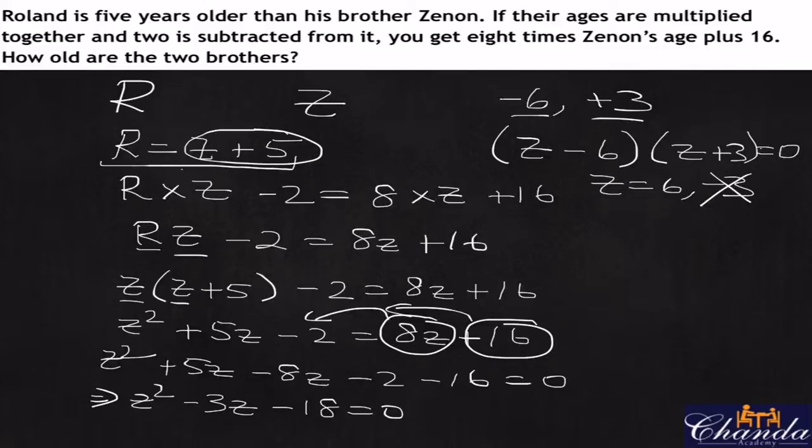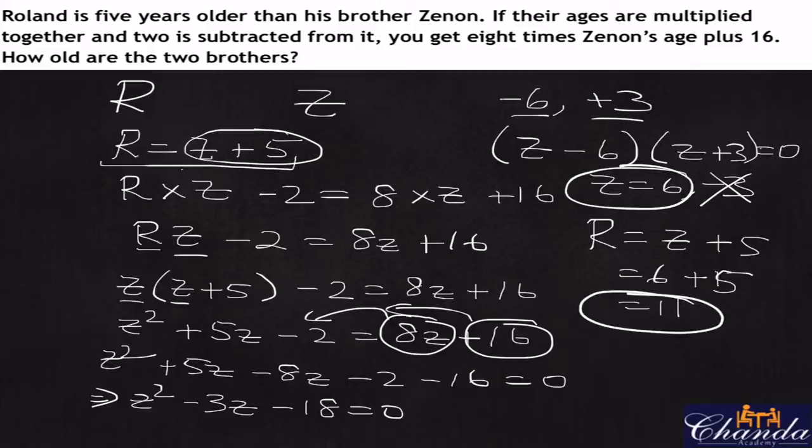So Zenon is 6 years old, okay? And Roland, who is 5 years older, is simply Z plus 5 or 6 plus 5, which is 11. So Zenon is 6 years old and Roland is 11 years old. So once again, guys, when you do answer this type of question, please do make sure that you answer it in a worded fashion. So to answer this particular question, you would say, how old are the two brothers? Roland is 11 years old, while Zenon is 6 years old. Just finish off the question with writing that simple sentence.